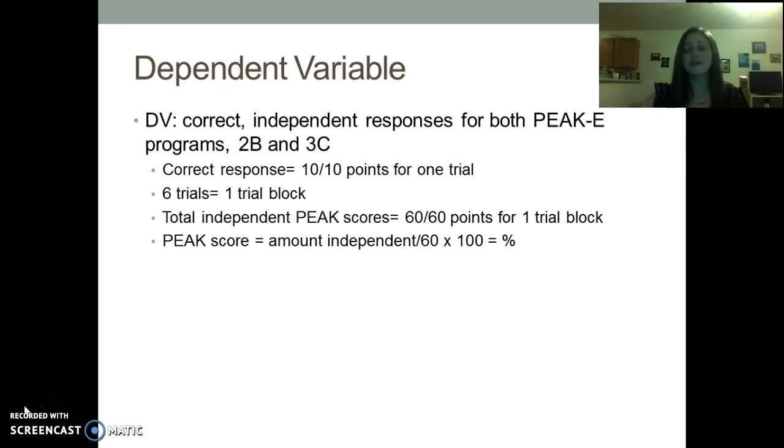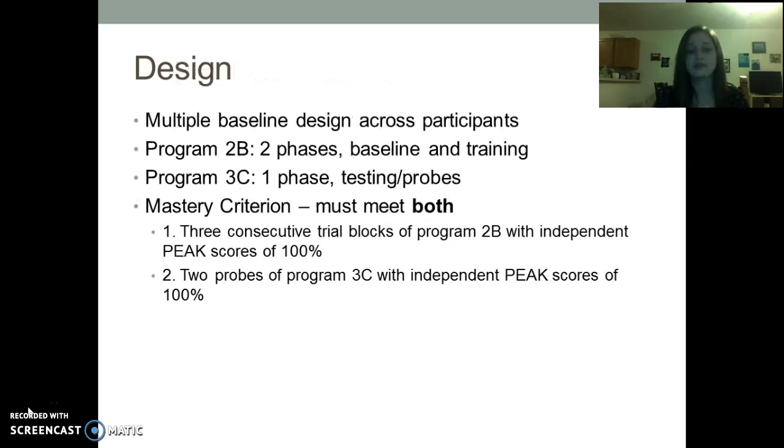Moving on to the dependent variable. The DV for this study were correct independent responses for both of the PEAK-E programs 2B and 3C. A correct response was defined as receiving 10 out of 10 possible points for 1 trial. There were 6 trials that made up 1 trial block, so there were a total of 60 possible points in a trial block. We took whatever they had as their independent scores, divided that by 60, multiplied by 100, and got a percentage. And those are the percentages that we used in the graphs later on.